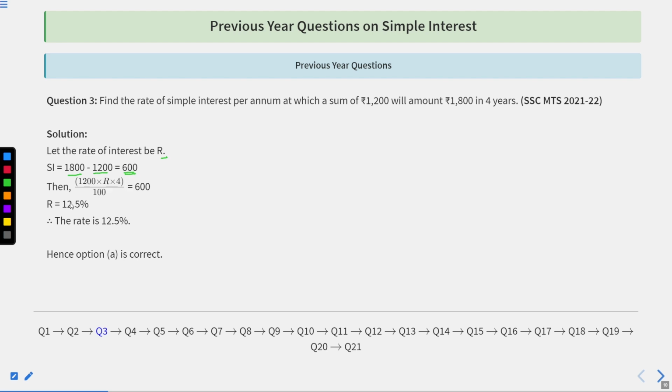So simple interest is given to be PRT upon 100. So P is 1,200, the principal amount, rate is unknown R, and time is 4 years. So over the 4-year period, we want 600 rupees interest. When you simplify this, you will get rate equal to 12.5%. Therefore, 12.5% is the required rate per annum. So the option correct here is option A.